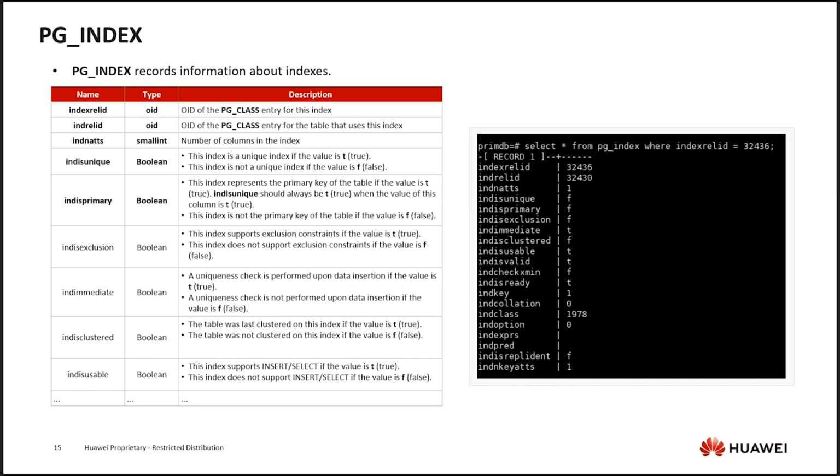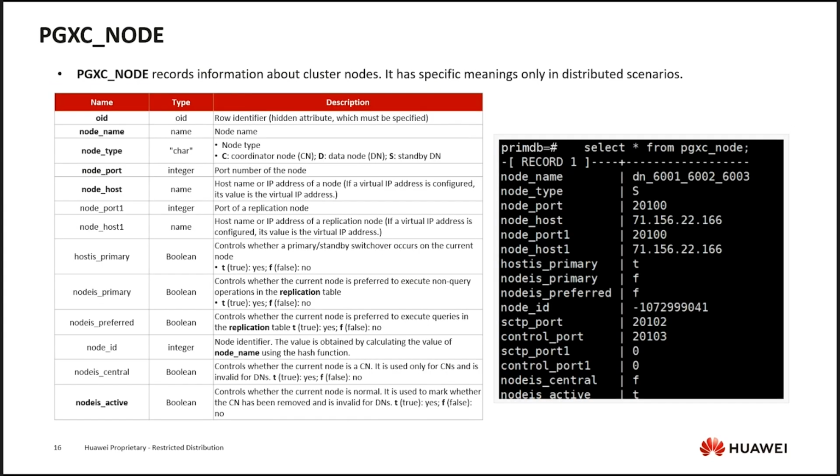The value of indnatts is 1, indicating there is one column in the index. The values of indisunique and indisprimary are both f, indicating the index is neither a unique index nor a primary key. PGXC_node records information about cluster nodes. It has a specific meaning only in distributed scenarios. This catalog is also identified by OID, followed by node name and then node type. C indicates a CN, D indicates a DN, and S indicates a standby DN. Node port and node host indicate the port number and IP address.